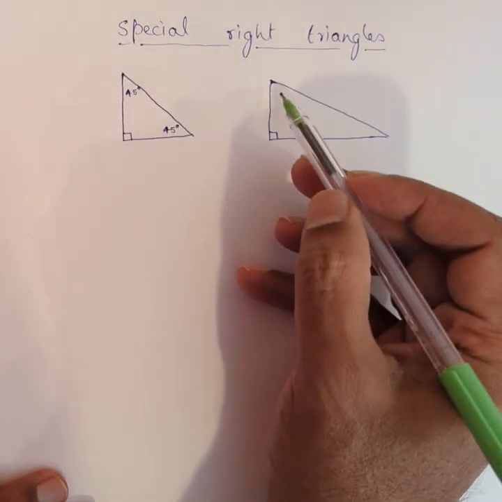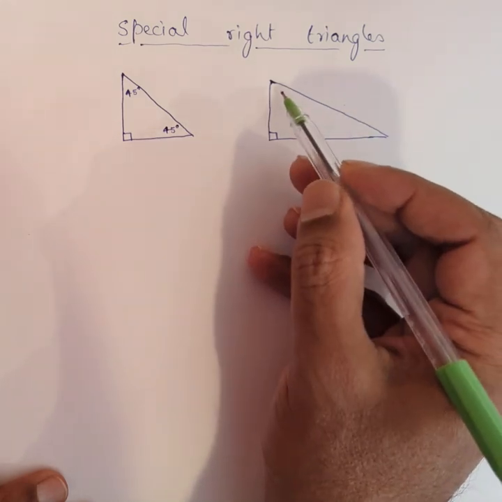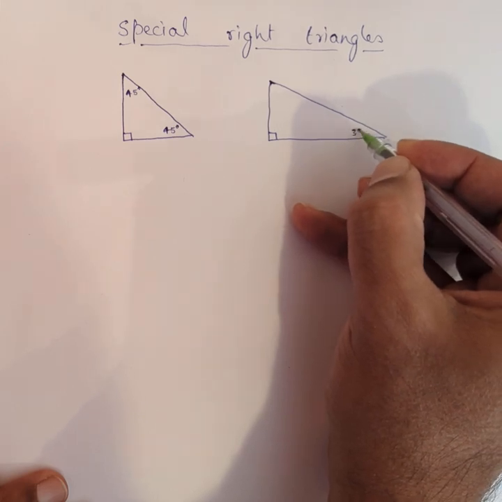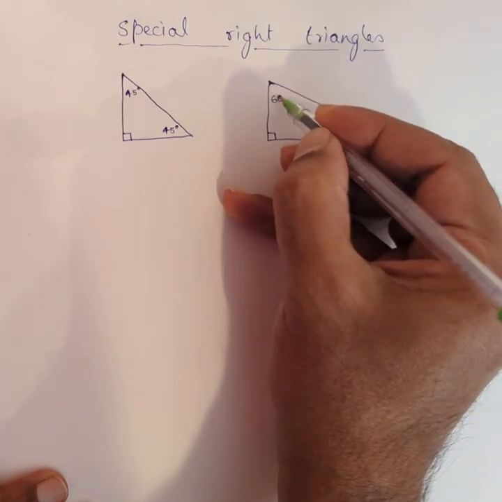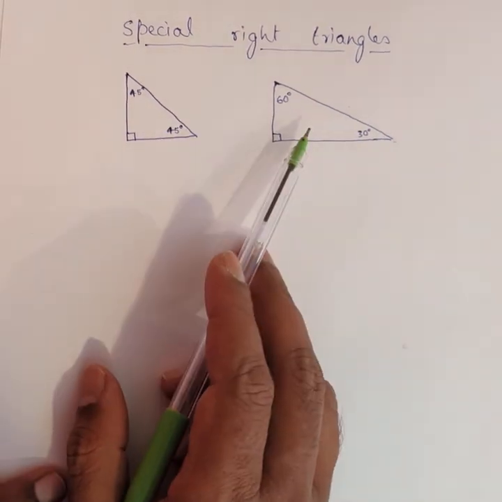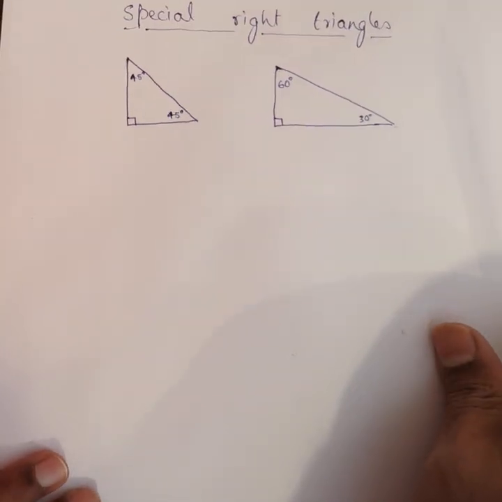And here in the second one, they're not the same. One is big, the other is small. The smaller angle is 30 degrees and the larger angle is 60 degrees. So this is what we mean by special right triangles. And why do we call them special? You'll see in a minute.